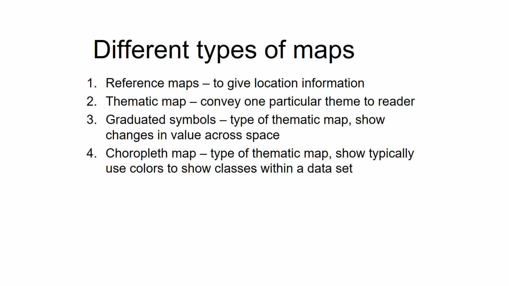We make a lot of different types of maps. There are 4 types we sort of talked about a little bit in class. A reference map, which gives you location information. A thematic map, which conveys a particular theme. Graduated symbols. It's a type of thematic map, but it shows changes in that value across an area. And then a choropleth map, which is another type of thematic map. It typically uses colors to show what your data looks like once it has been classified.